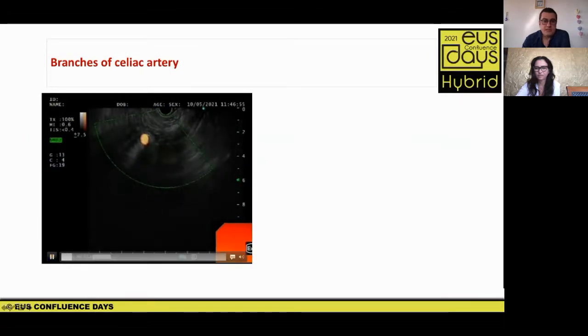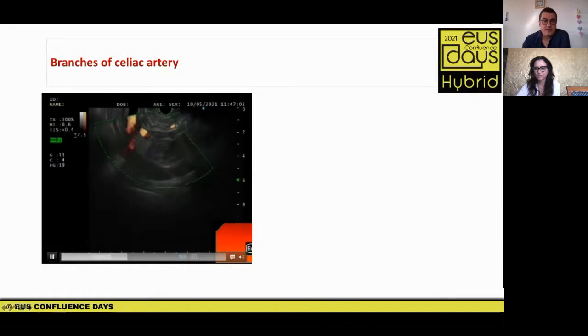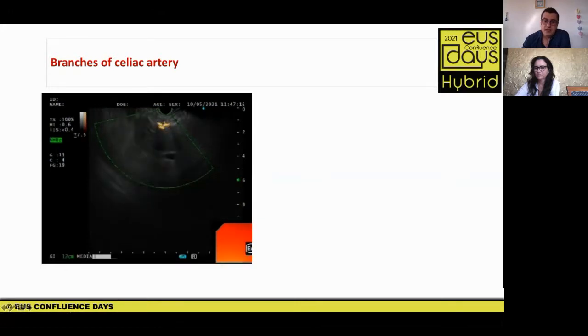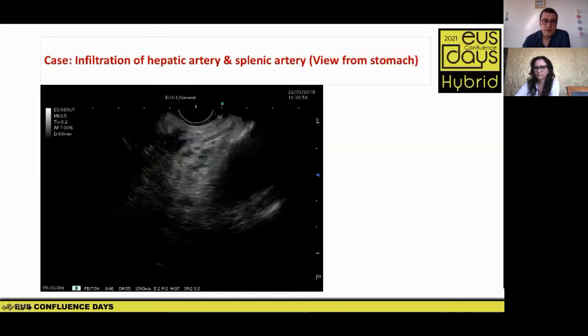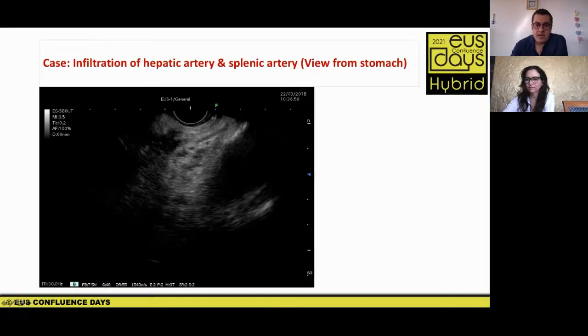Okay, let's see it in real life. This is the aorta, this is the celiac artery. The one that goes to the left is the left gastric artery, the splenic artery goes upwards, and the hepatic artery goes downward, and also you see the portal vein. This is the hepatic artery going downwards towards the portal vein, and then if you follow it, it will reach the hepatic hilum.